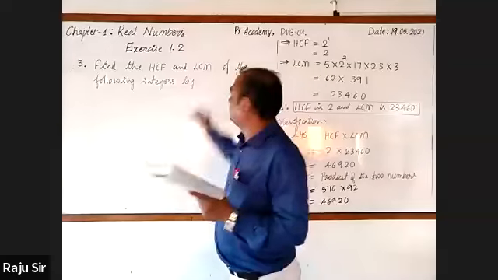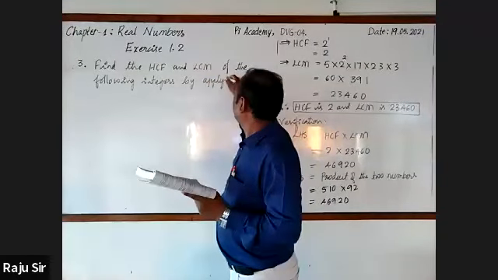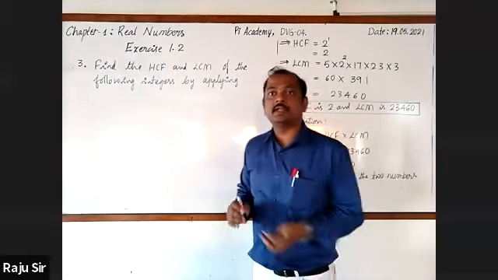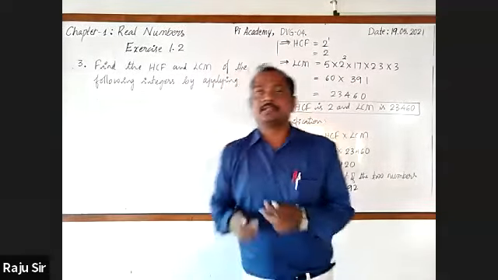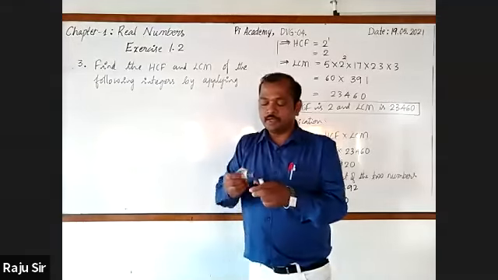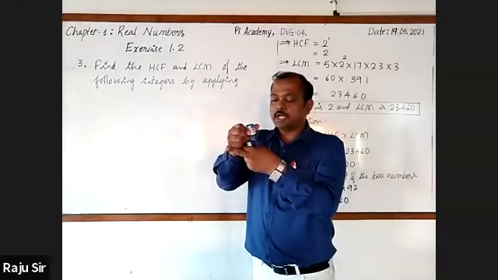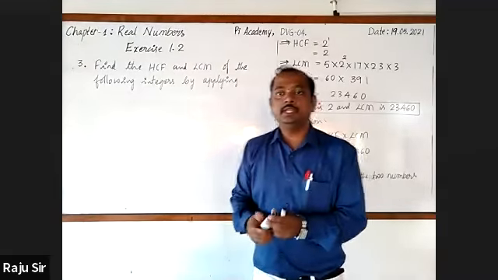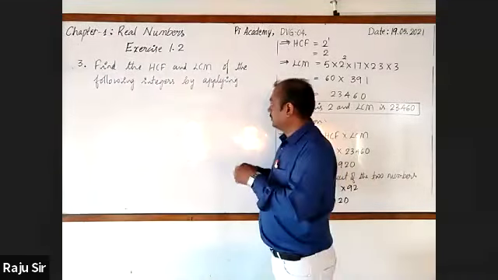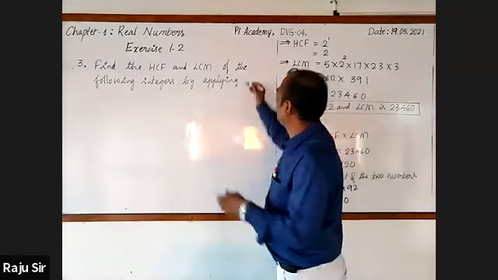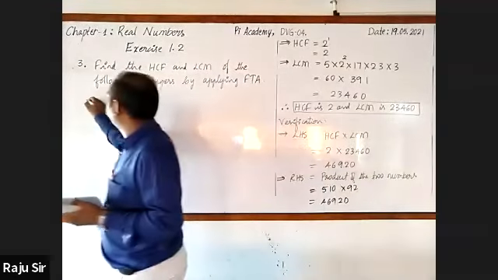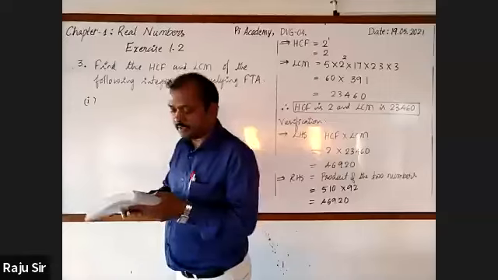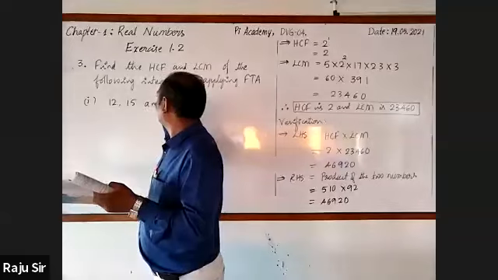By applying the prime factorization method, which is nothing but the fundamental theorem of arithmetic. In short, you may write it as FTA. By applying FTA, I'll give you the first one. It's a very simple one: 12, 15, and 21.